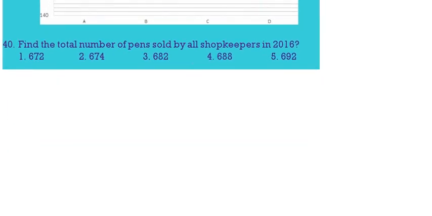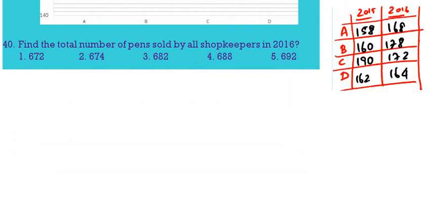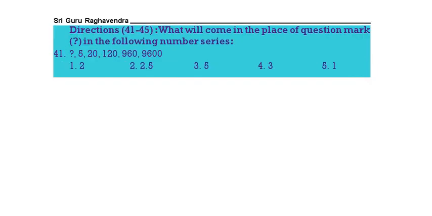Next question. Find the total number of all the shopkeepers in 2016. So 2016, all shopkeepers means 168 plus 178. See the values, 168, 178, 172 and 164. If you add these, we get 682. 682.